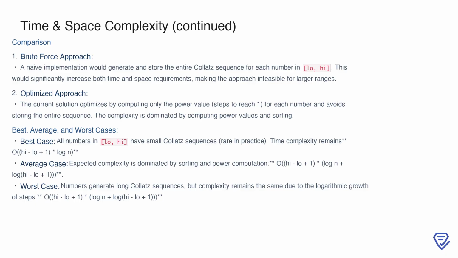Looking at best, average, and worst cases, the time complexity remains consistent. In the best case, all numbers have small Collatz sequences, but the complexity remains O((high - low + 1) * log n). In the average and worst cases, the sequence lengths and sorting dominate, but the time complexity simplifies to O((high - low + 1) * (log n + log(high - low + 1))). This ensures the solution is efficient and scalable for a wide range of inputs.